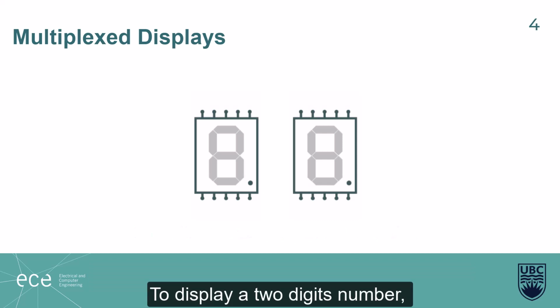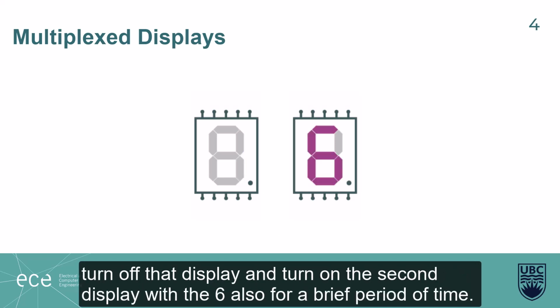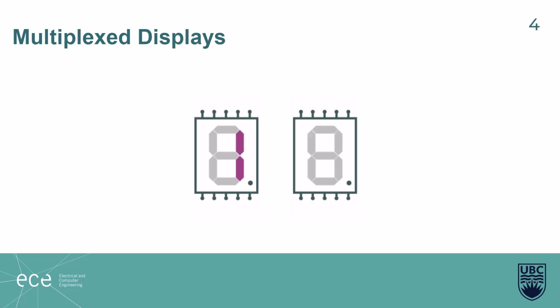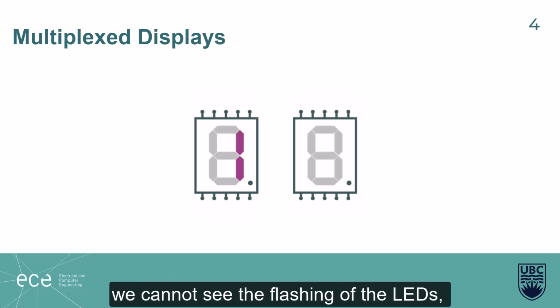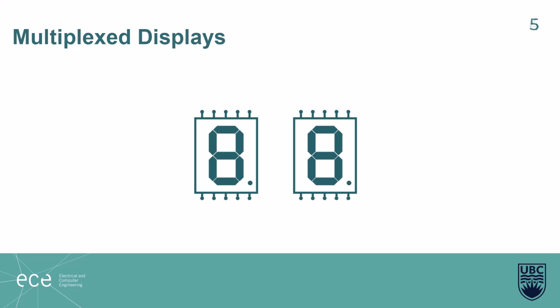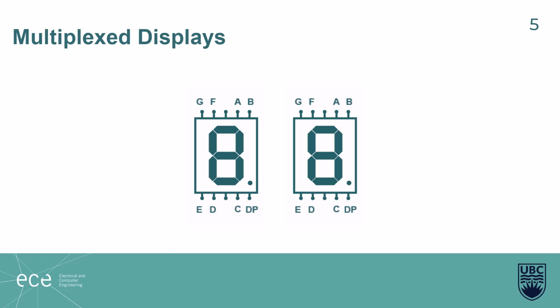To display a 2-digit number, let's say 16, we have to display the 1 on the first display for a brief period of time, turn off that display, and turn on the second display with the 6, also for a brief period of time. If we repeat this process and increase the speed, we cannot see the flashing of the LEDs, we can just see a static number being displayed. Using this technique, we can use the same digital I/Os to connect both displays to the Arduino Uno board.